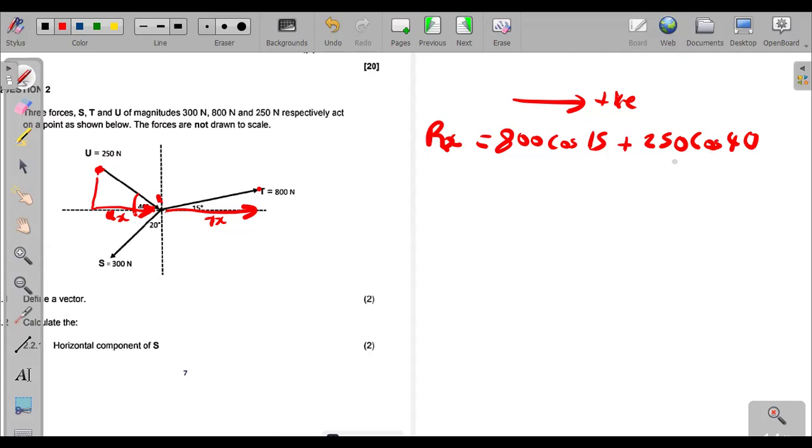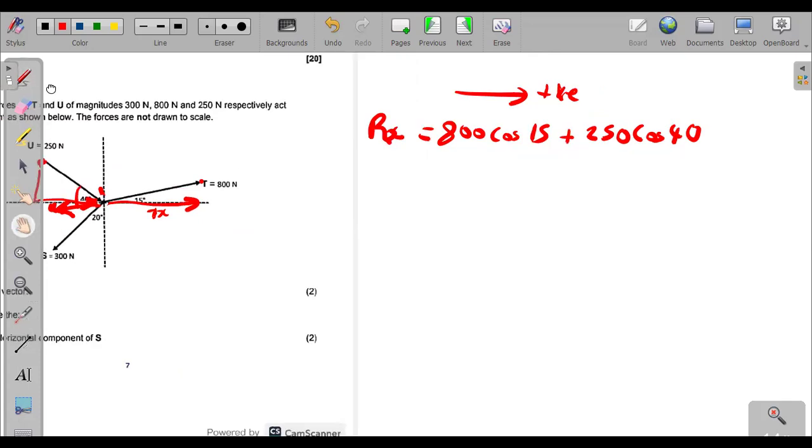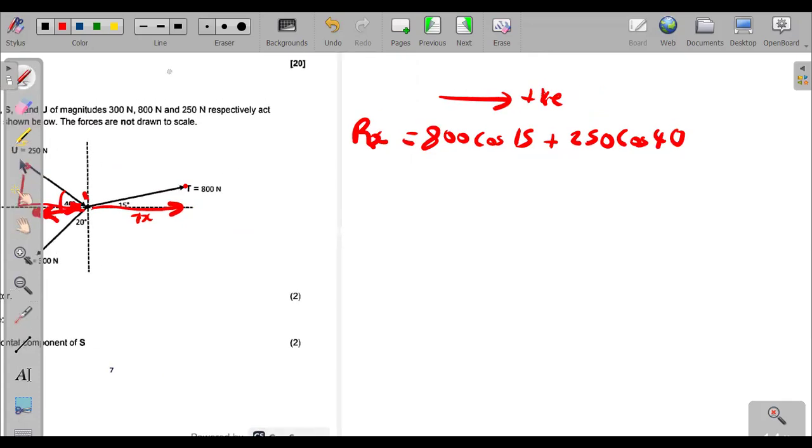Then we also have the horizontal component of S. Apparently, we have already calculated it, but it's acting to the left, yet we chose right as positive. Remember, when we calculated it at 2.2.1 there, it was acting to the left. So we have to subtract now. So we will say minus 300 sine 20, but we have already calculated, so we can just place the value that we have already gotten. So what do we get?